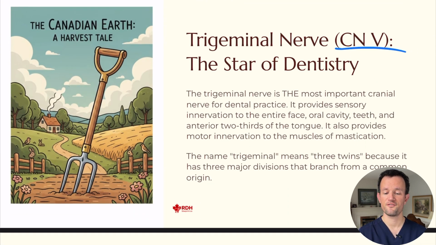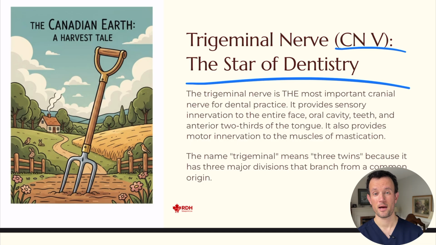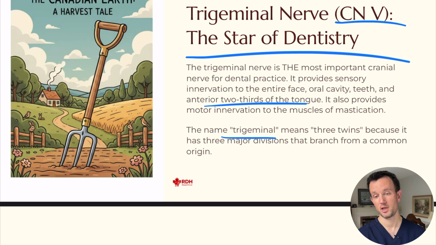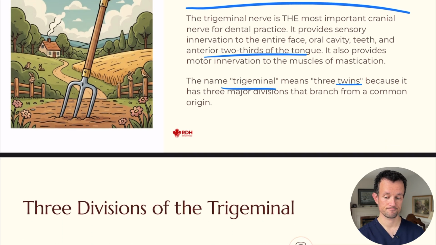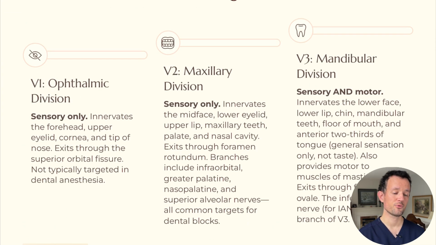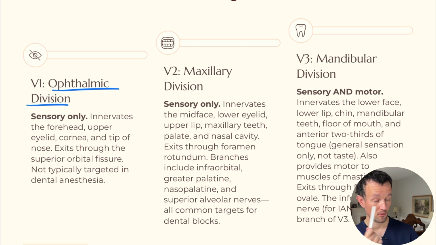So cranial nerve 5 is the star of dentistry. It's what matters the most for us because all the muscles of mastication are innervated by cranial nerve 5, division 3. And the anterior 2/3 of the tongue is also innervated by it. Trigeminal means 3 twins. Gemini is twin. So we have 3 divisions. The ophthalmic division, so your vision up there, eye, even though it's not moving the eye, it's the sensory.